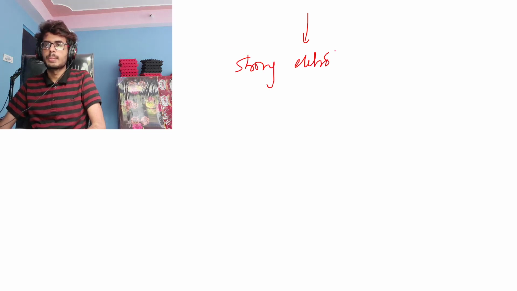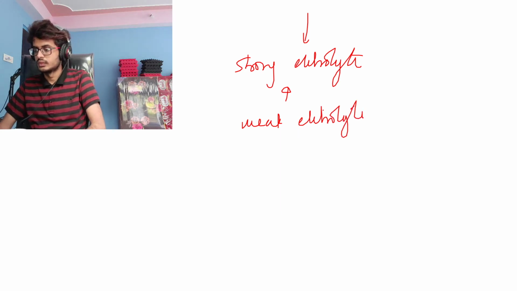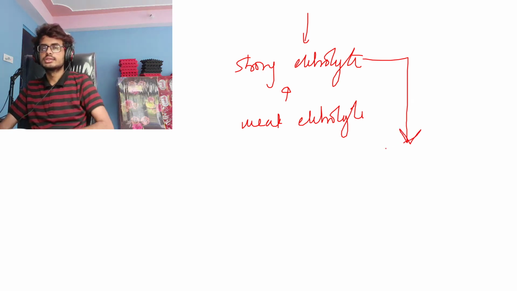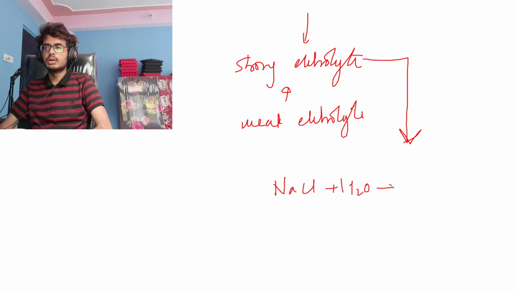So let's come to a subordinate term with electrolyte. It is strong electrolyte and weak electrolyte. Strong electrolytes are basically compounds that completely dissolve into ions in their aqueous solution. So something like sodium chloride. Sodium chloride, when placed in water, will completely dissolve into sodium ions and chloride ions.